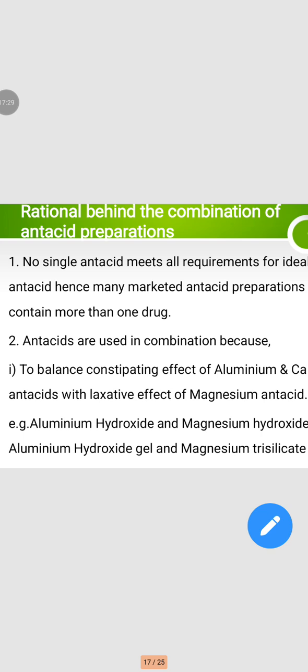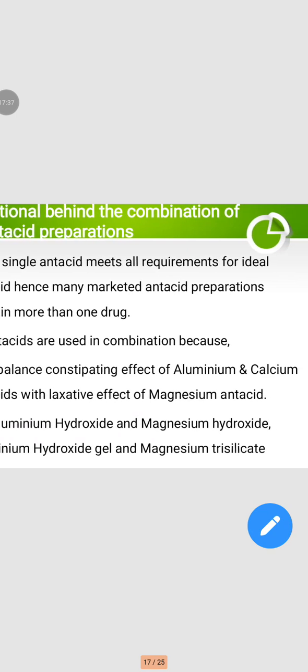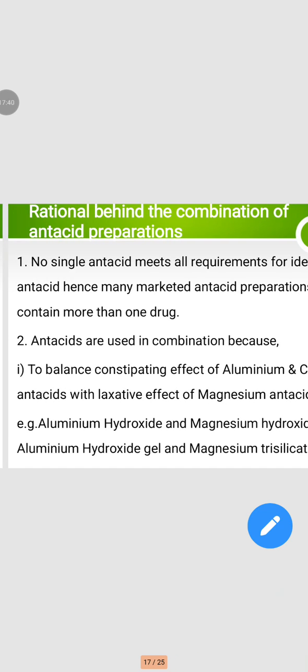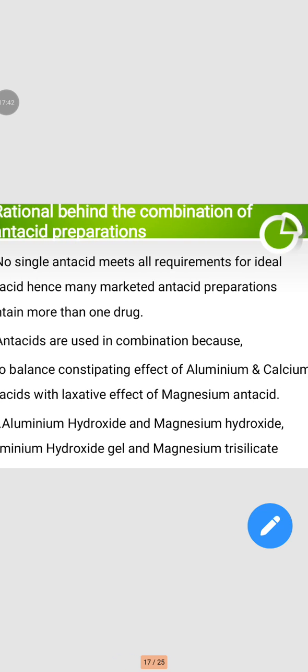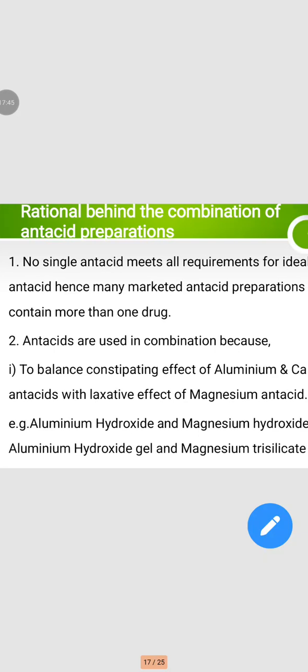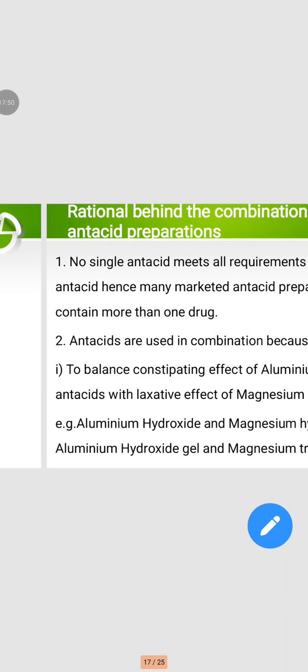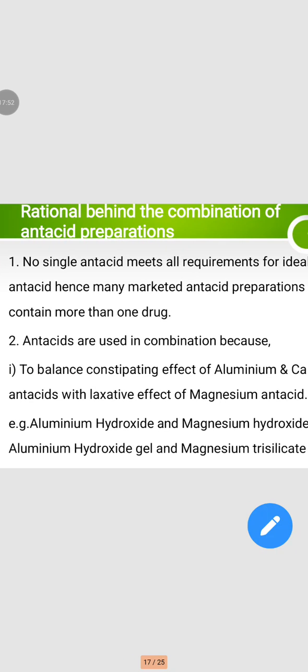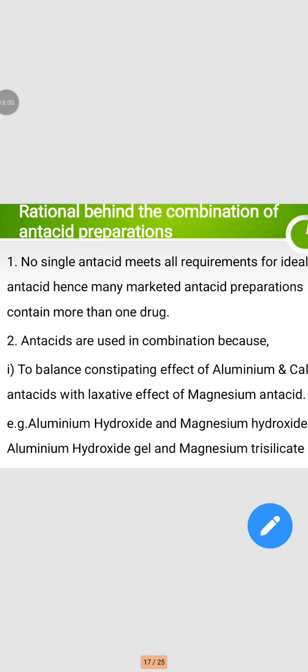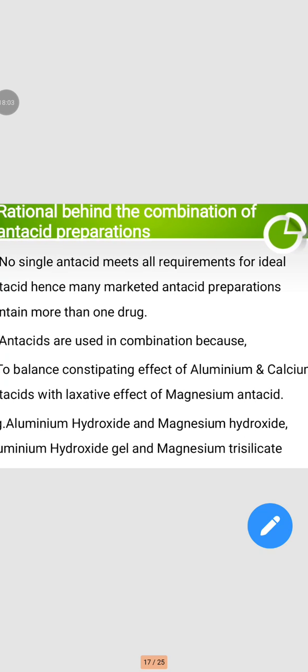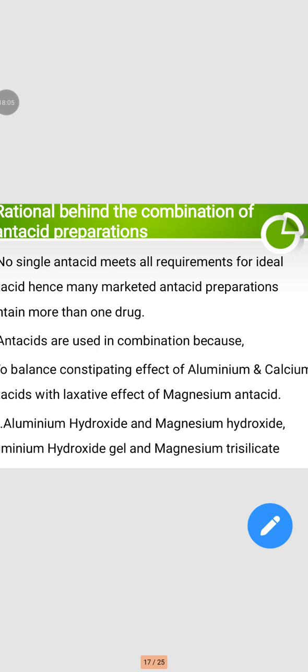Antacids are used in combination to balance the constipating effect of aluminum and calcium antacids with the laxative effect of magnesium antacids. The examples are aluminum hydroxide and magnesium hydroxide, then aluminum hydroxide gel and magnesium trisilicate.